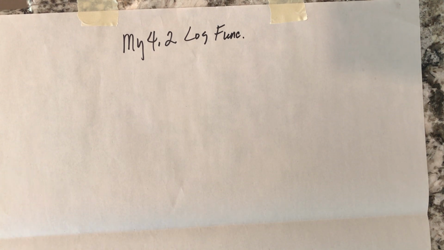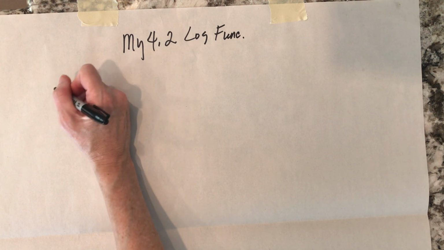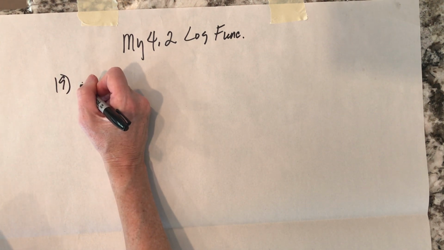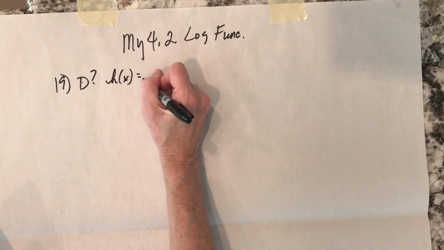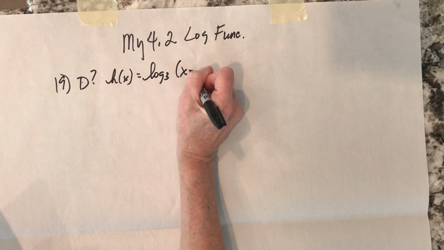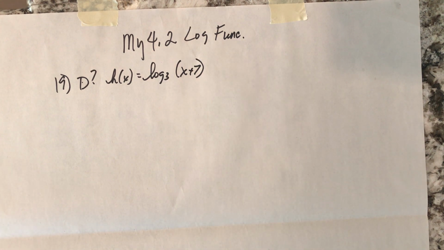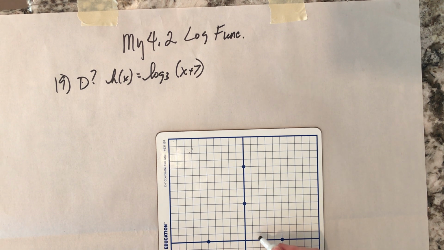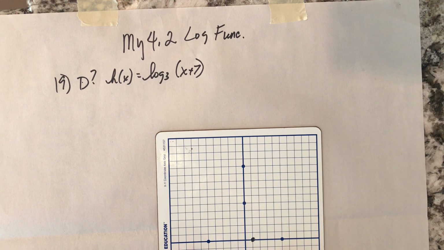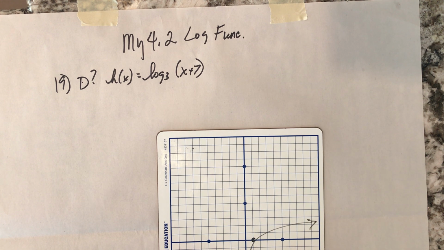Let's look at number 19. We probably should have stuck around on that other page for number 19. They're asking you for what is the domain for h of x equals log base 3 of x plus 7. So let's talk about that briefly. You know what a logarithmic curve looks like. It'll go through 0, 1. It's doing something like that. That's the basic curve for a logarithmic.